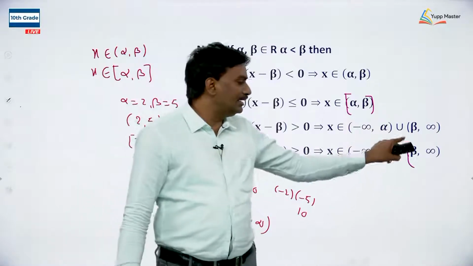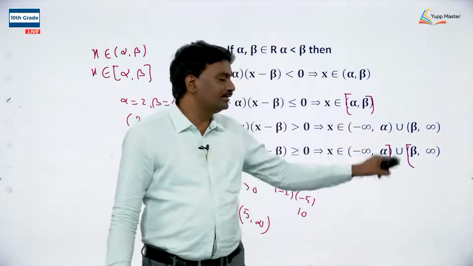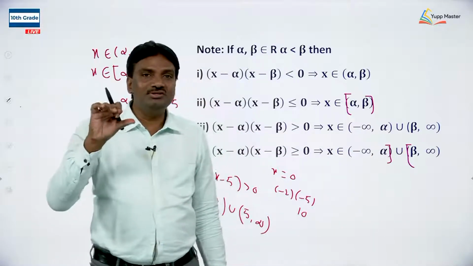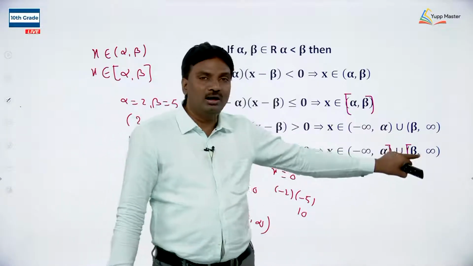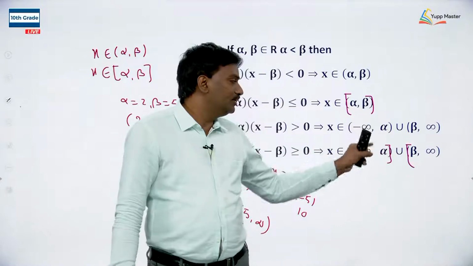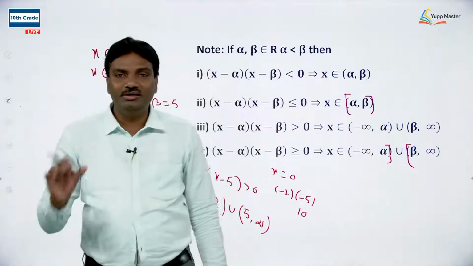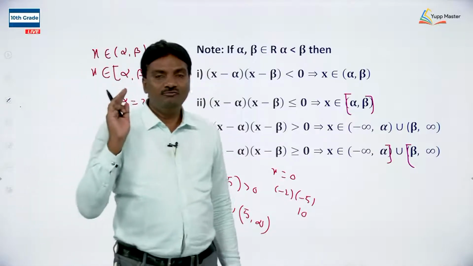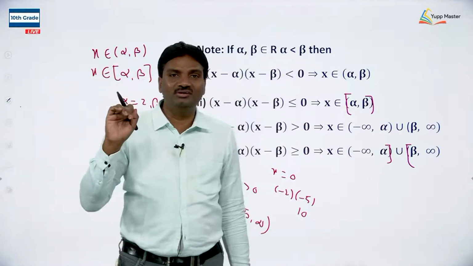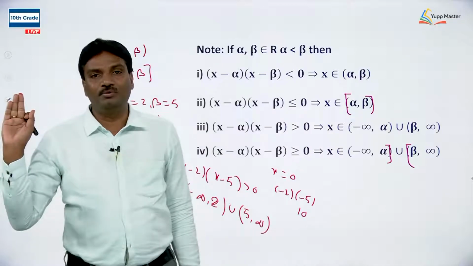If you take the bracket like this, in this case you can consider the values between minus infinity comma alpha or beta comma infinity, including alpha and beta. In this case, we can consider the values alpha and beta. So, while finding the domains of the given function, brackets are most important.